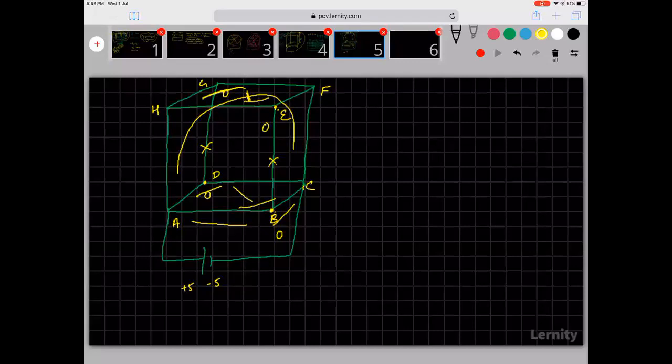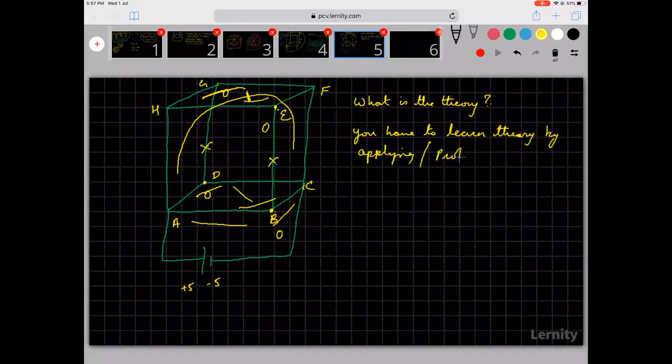For every question, your approach should be, what is the theory? Answer is not important. Answers will come. First you learn the theory, answers will come. And you have to learn theory by applying or problem solving. There is no other way to learn theory. Reading theory 25 times, 100 times, writing it, not going to make any difference.